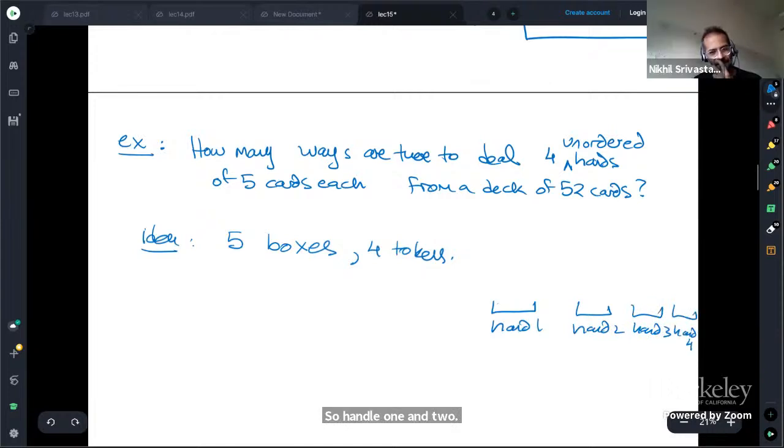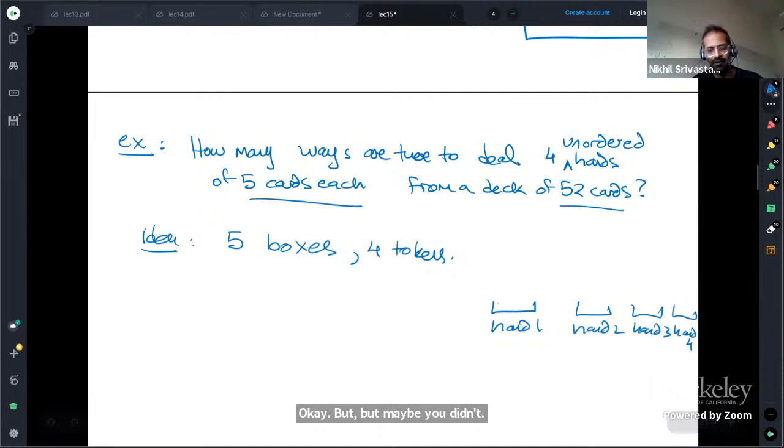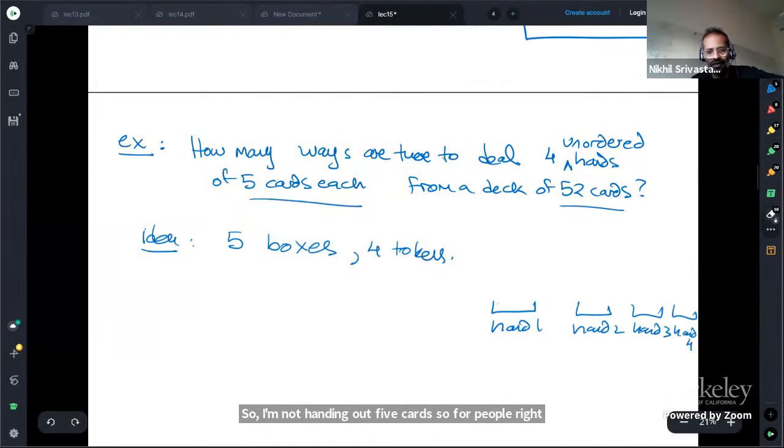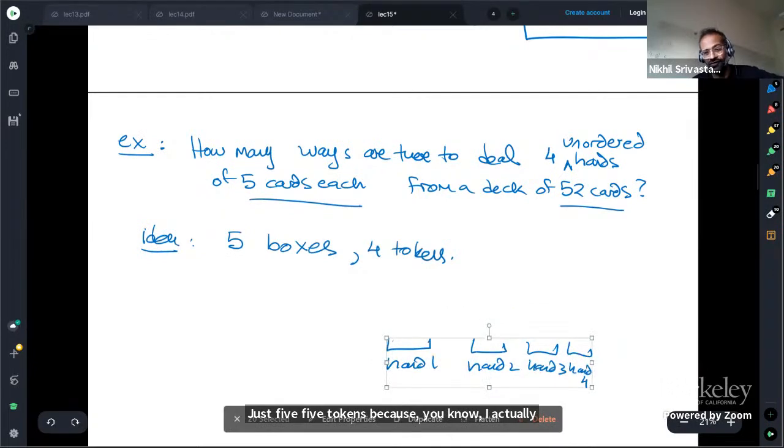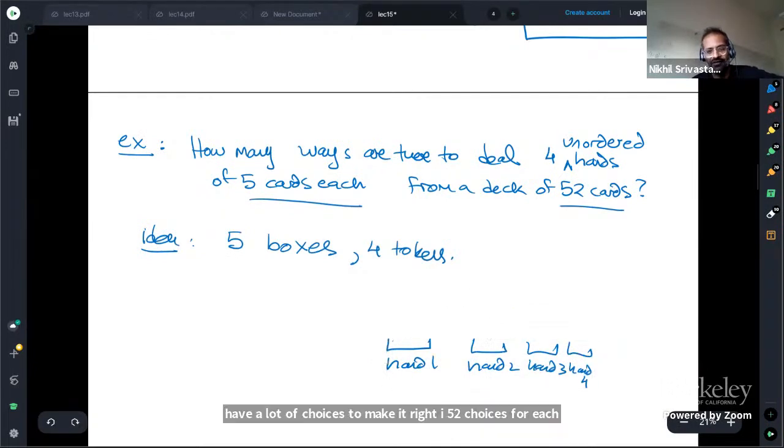Okay, but maybe you didn't understand the problem. So there are 5 cards in each hand, and there are a total of 52 cards. So I'm not handing out 5 cards to 4 people, right? I'm handing out 52 cards to 4 people. So I'm not quite seeing how it's going to work out with just five tokens, because I actually have a lot of choices to make here, right? I have 52 choices. For each card, I have to give it in some hand. So do you want to rethink how many tokens or how many boxes there are?